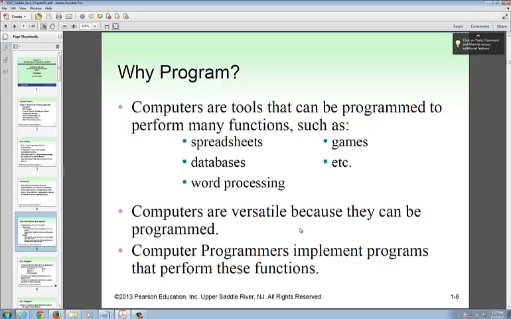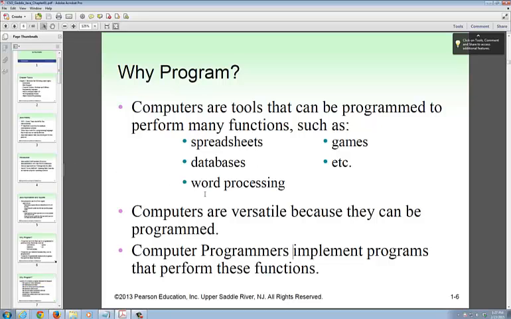Computers are very versatile because they can be programmed. This is a program. I'd like for you to know this one. This is a test question right here. So computer programmers implement programs to perform a specific task as well.